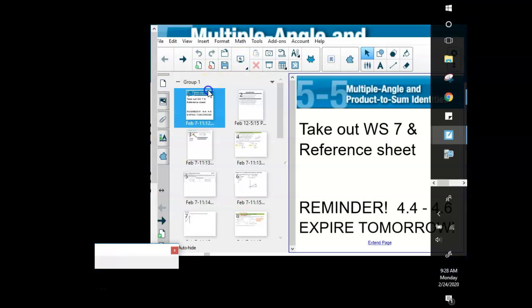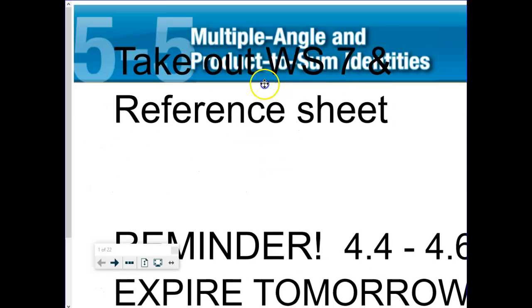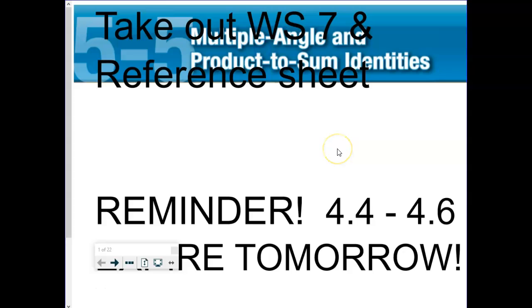All right, so we are looking at worksheet 7. The front of worksheet 7 is notes. The back will be homework, but we're going to get through as much of it as we can, so your homework load is a little less. Reminder, the 4.4 to 4.6 expires tomorrow. Just don't forget about that.